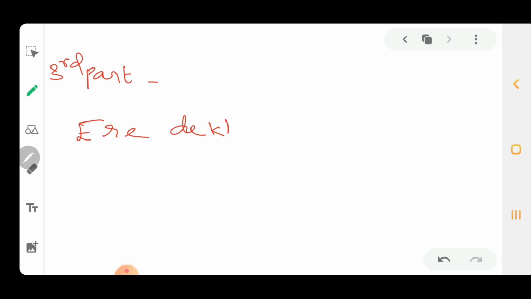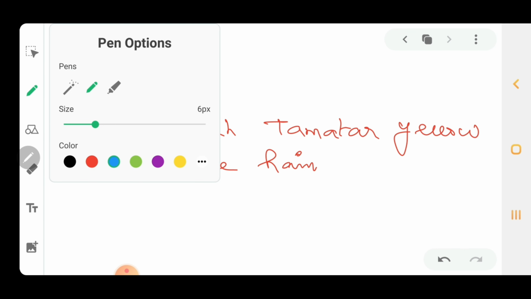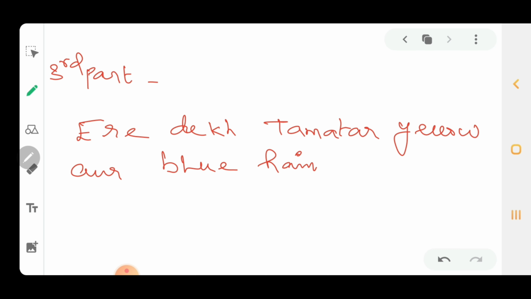Heretic, tomato, yellow, blue hind. Again, let's decode this and understand what are the elements present in it.